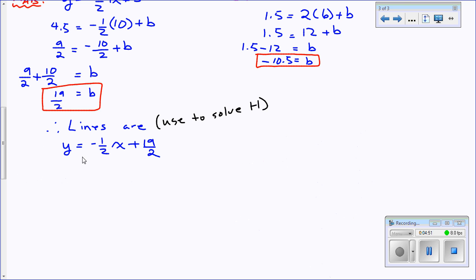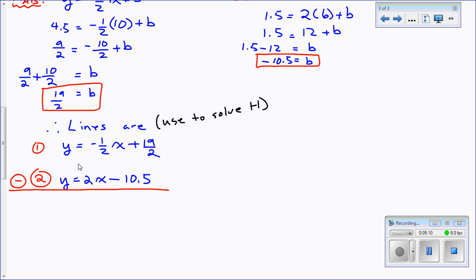So we start with the first equation. So we had b is 19/2, so we should have y is equal to negative 1 half x plus 19 over 2. And then for the second equation, we're going to get y is equal to 2x minus 10.5. I'm going to label the first equation 1 and the second equation 2.